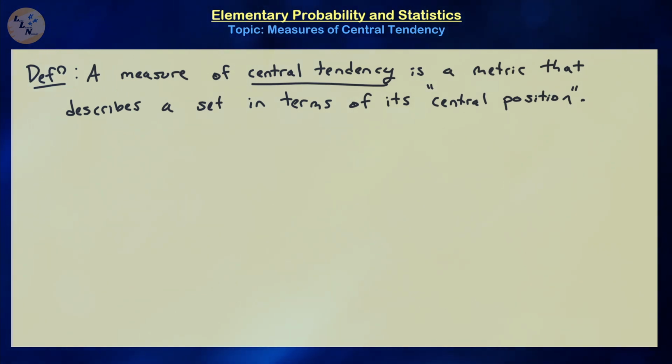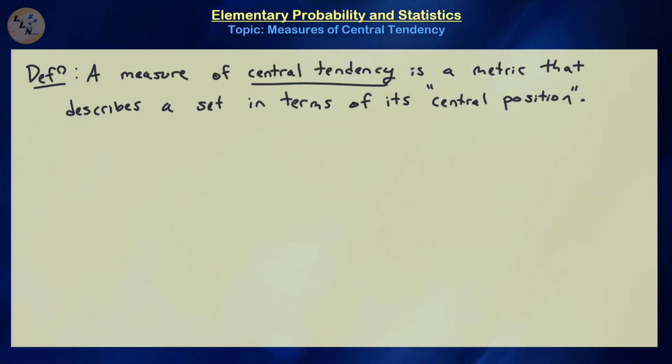Hi there, and welcome back to the series on elementary statistics and probability. In this video, we're going to continue our discussion of some of the basic principles that you need to understand in order to study statistics. In particular, we're going to be focusing on a metric that you can use to describe samples or populations, called measures of central tendency.